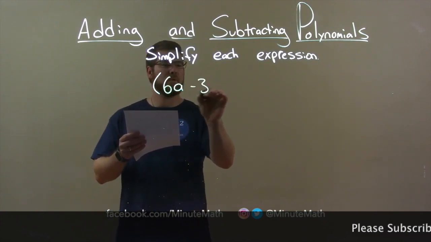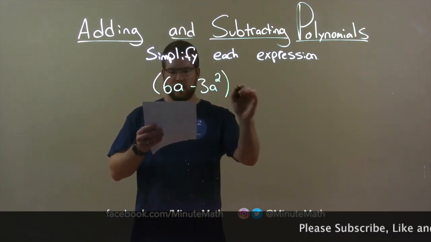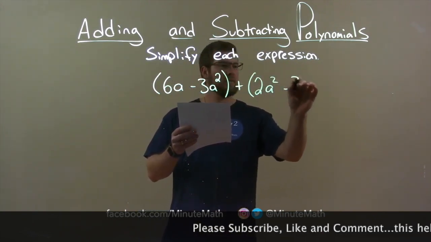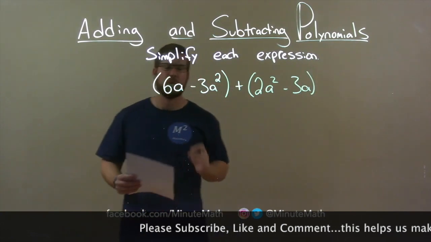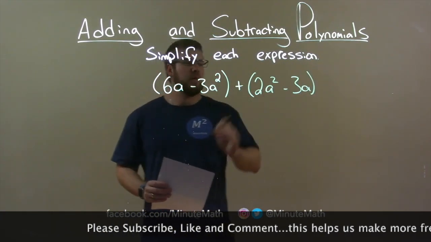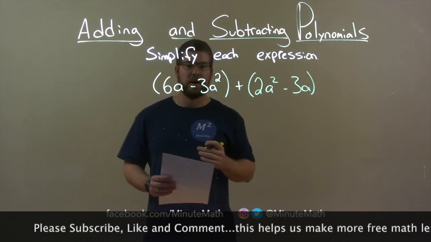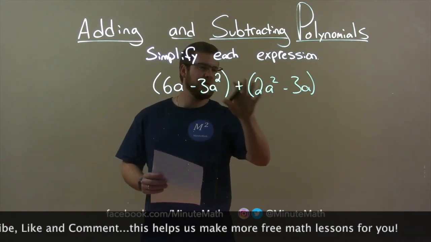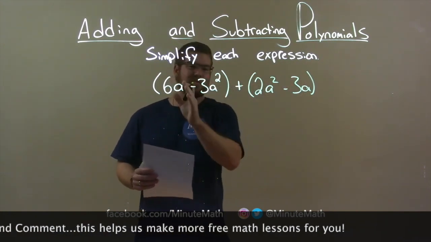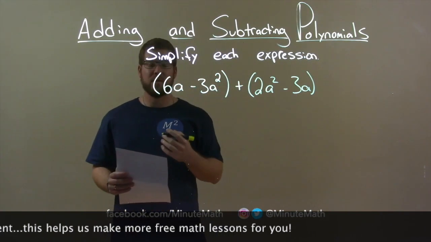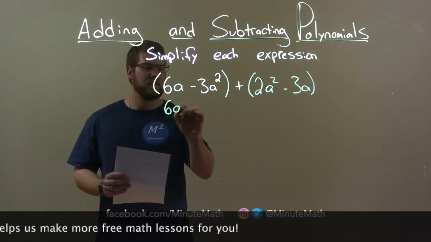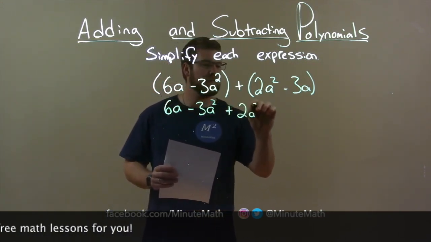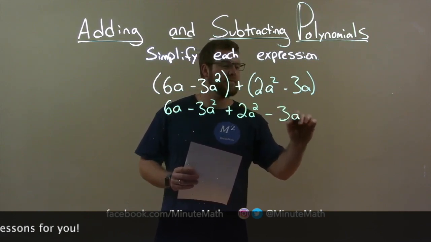6a minus 3a squared plus 2a squared minus 3a. Okay. Well, within each parenthesis, I don't see anything that I can simplify. Now, normally we have the plus sign here, right? There's nothing really needing these parentheses. Since there's nothing to simplify within it, we don't need them anymore. So I can rewrite this to be 6a minus 3a squared plus 2a squared minus 3a.